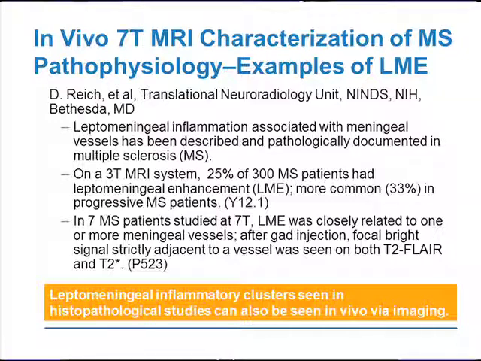So they took 7 MS patients who were studied at 7T, and the leptomeningeal enhancement was closely related to one or more meningeal vessels after gadolinium enhancement, and they saw focal bright signal strictly adjacent to a vessel. So that's, again, looking at this whole idea of the blood CSF breakdown, and it does seem to be present in a significant fraction of progressive patients. And that was one example of our way to get from histopathology to MRI.